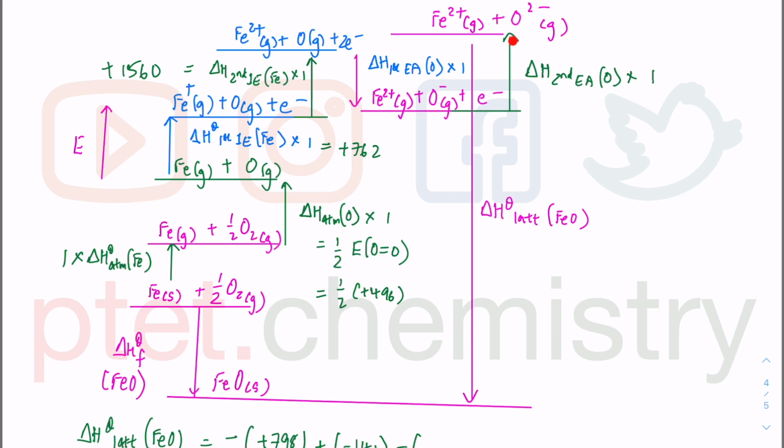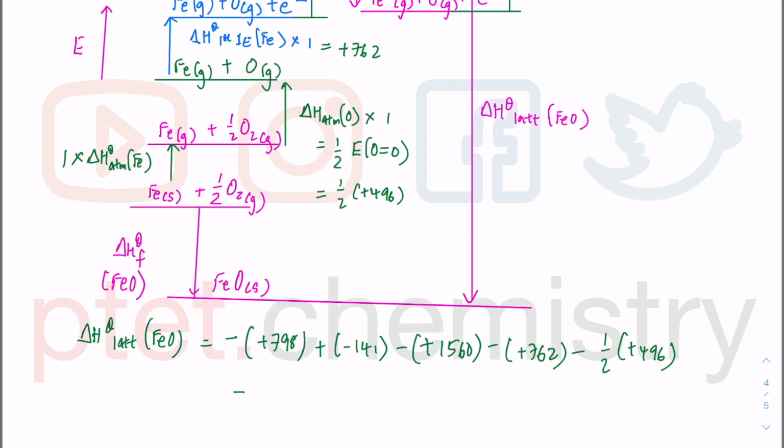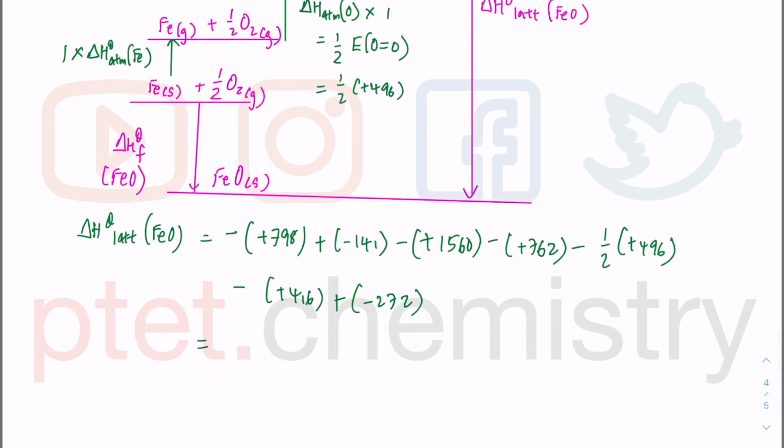So where am I? I've done minus this, I have done plus this, now I need to do minus 1560. Now what else do I need to do? I'm going the opposite way, so it's minus plus 762, and now I'm going the opposite way, so it's minus a half times plus 496, and I'm going the opposite way, so this is minus plus 416. And then I'm going this way, which is in the same direction, so I just need to add, but that value is minus 272. So pop that into your calculator, and I hope it makes sense.